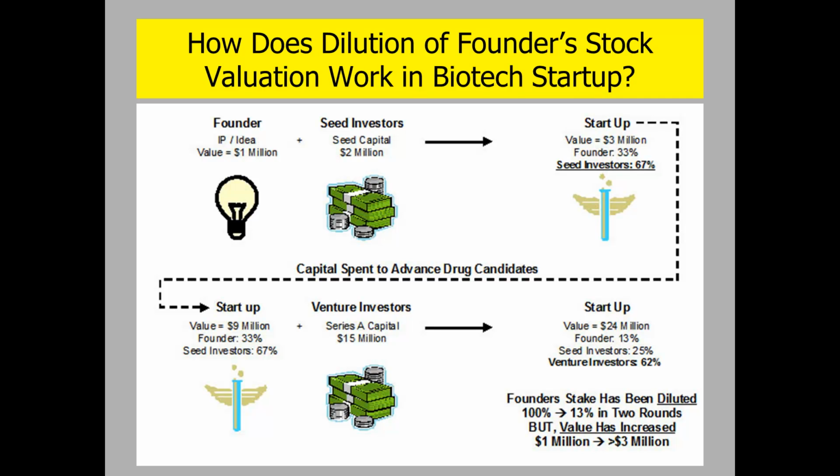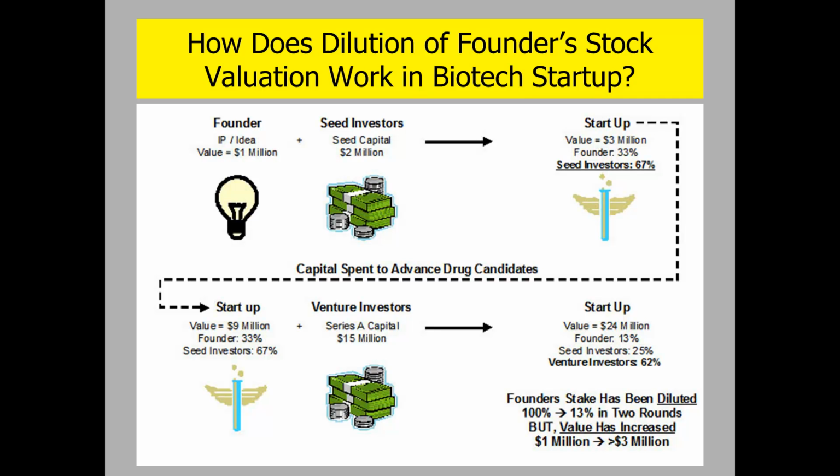So as a founder, your investment, you now only own 13% of the company. Before, you used to own 33% of the company. The seed investors who were in the early rounds, now they used to own 67% of the company. Now they only own 25%. And the venture investors own 62% of the company. So this founder's stake has been diluted. They used to own 100%, and now they own 13% after 2 rounds of investment.